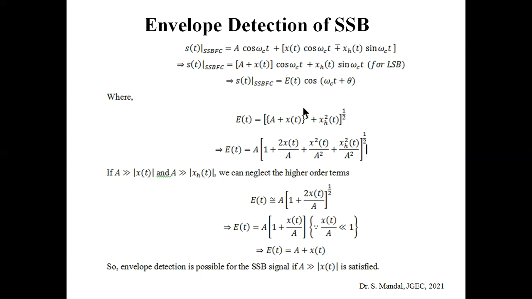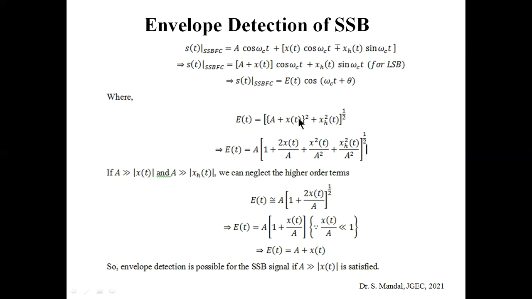Okay, so sorry, tan inverse b by a. So simply using that logic, we are telling that E(t) will be the amplitude, root over (a plus x(t)) whole square plus x_h(t) whole square. So this one is the a, this one is the b. So root over a square plus b square, so root over (a plus x(t)) whole square plus x_h(t) whole square.